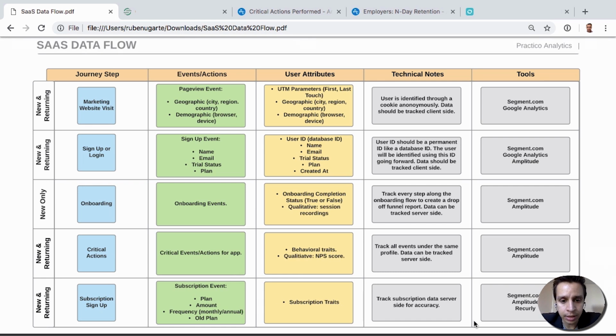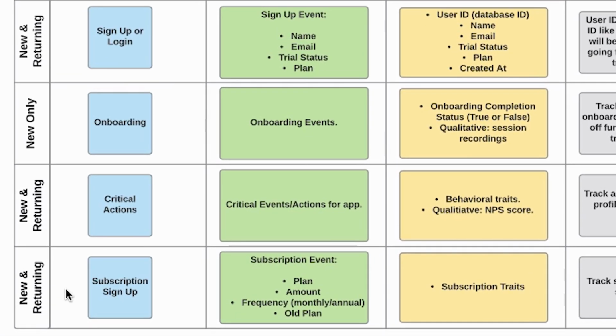SaaS is, of course, a special case when it comes to revenue. There's a lot of very specific SaaS metrics, like monthly recurring revenue, annual recurring revenue, and so on. So we'll talk a little bit about how to track those and what's the best way of adding a tool to the stack to look at those numbers. But let's start with critical actions.